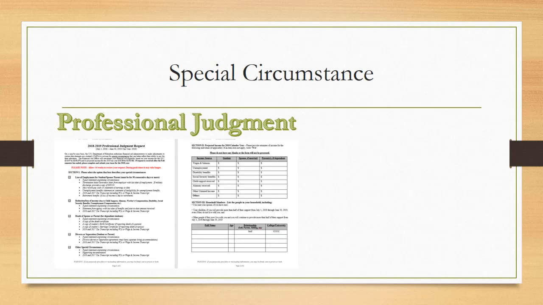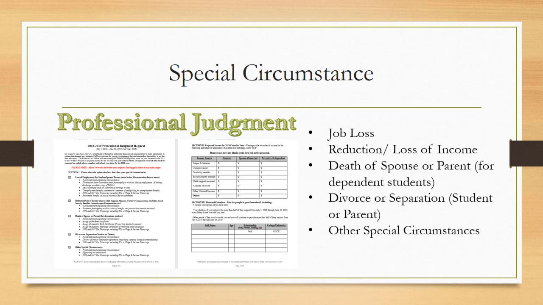On a case-by-case basis, the Financial Aid Office may be allowed to make adjustments to certain data elements on a student's FAFSA to account for special circumstances that better reflect the student's ability to pay for educational costs. Some examples of circumstances that are taken into consideration are job loss, income reduction, divorce and separation, illness, etc. Students can submit a professional judgment request along with supporting documentation to have their eligibility reevaluated.